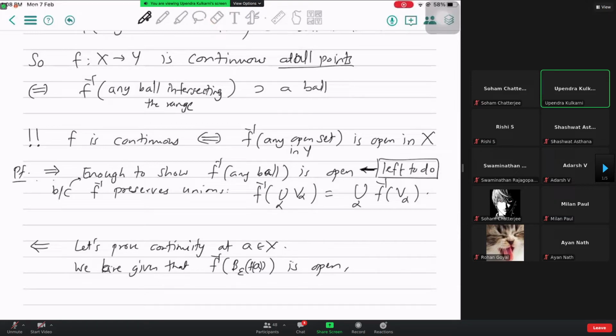It is open, and obviously contains A. Therefore, F inverse of the ball contains a ball around A.